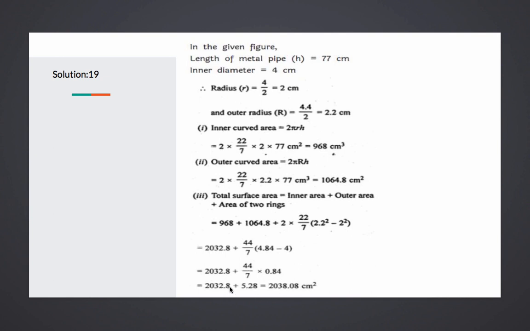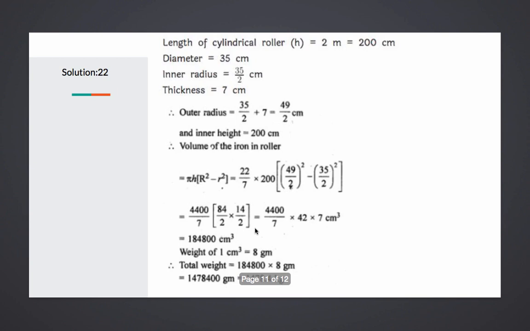Adding the two values, what do we get? We get 2038.08 centimeter square. So this is the total surface area. Again, this part was important, students. Till then you don't know this. Total surface area means for a cylinder the curved surface area and the area of the two circles. Clear? Since it was a hollow cylinder, a cylindrical pipe, this is the formula for the two circles. Okay, area, and we will be adding the two curved surface areas, the inner and the outer. Fine. 20 is your homework, 21 is your homework.